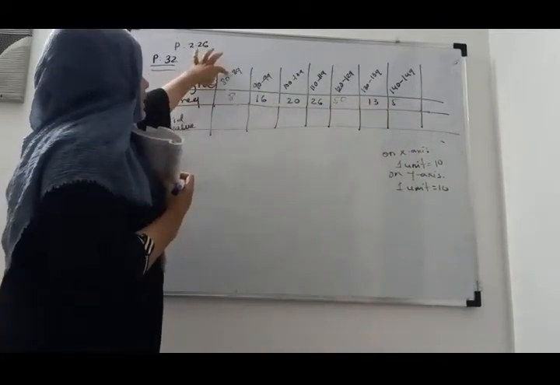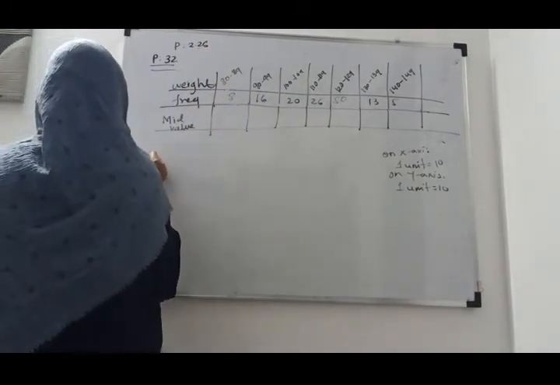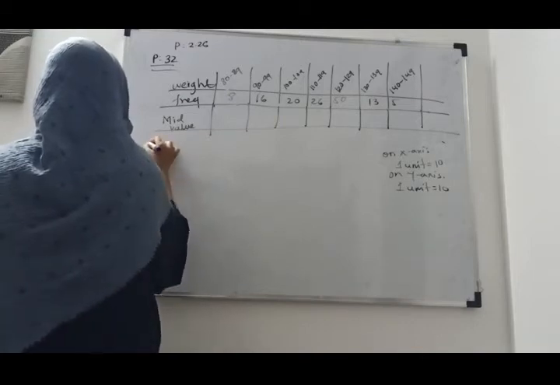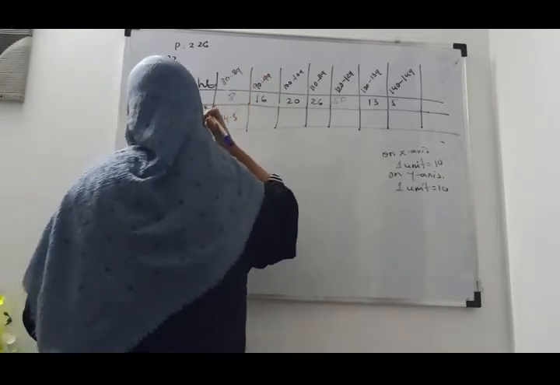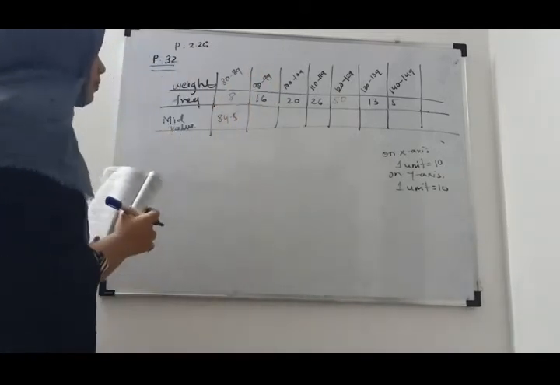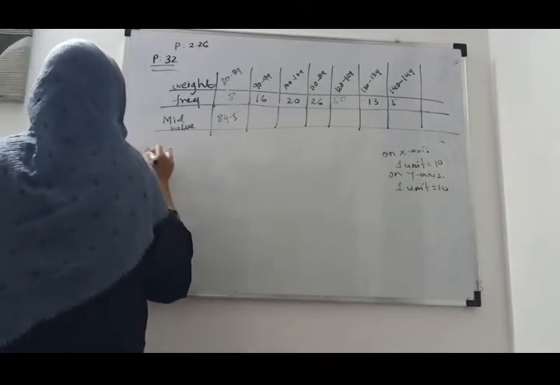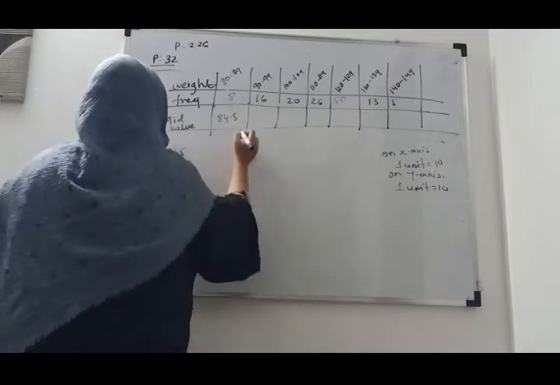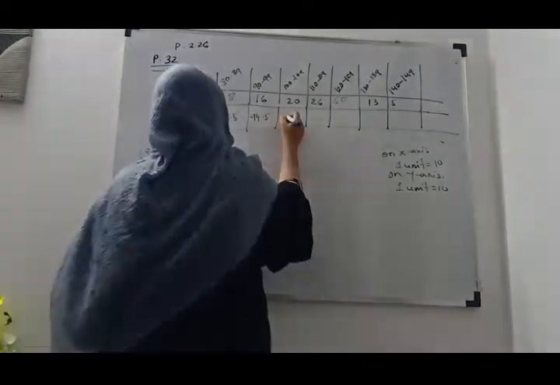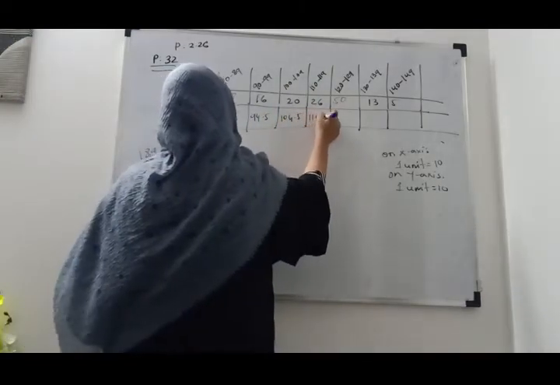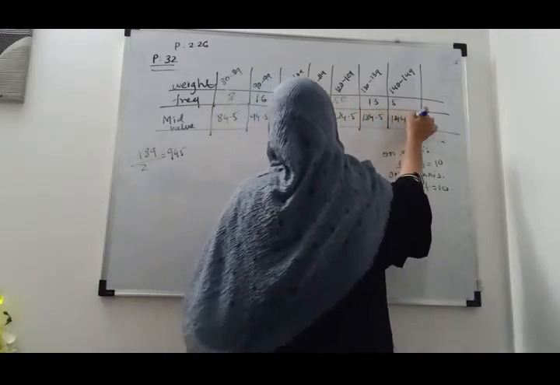So 80 plus 89 is 169, right? 169 divided by 2 is 84.5. Now here it will be 90 plus 99, 189 divided by 2 is 94.5. The next will be at a difference of 10. So here it will be 104.5, 114.5, 124.5, 134.5, 144.5.